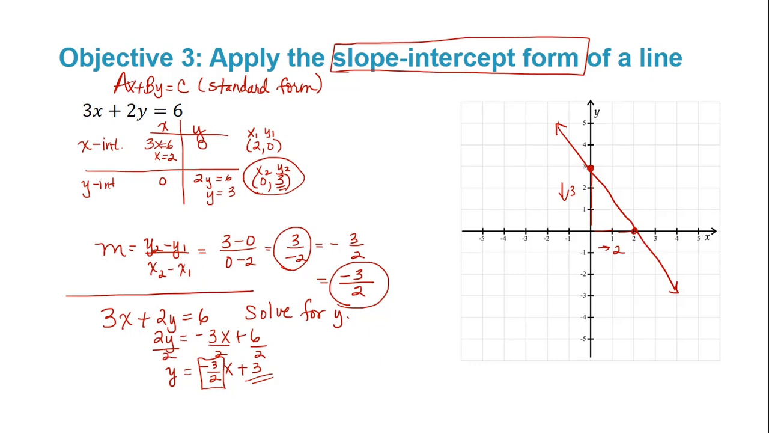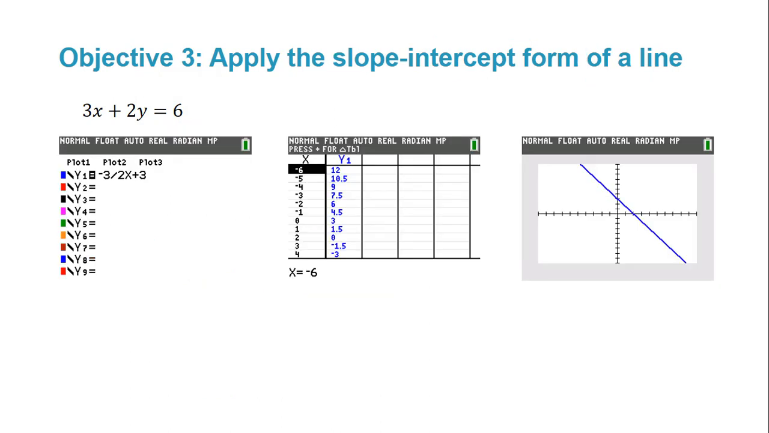Now here's a really cool other fact about this. I took some screenshots from the graphing calculator. I started with 3x plus 2y equals 6, and I entered into the equation editor the equation that we just found, y is equal to negative 3 halves x plus 3. I graphed it on the right so you can see the graph that we just obtained by hand.